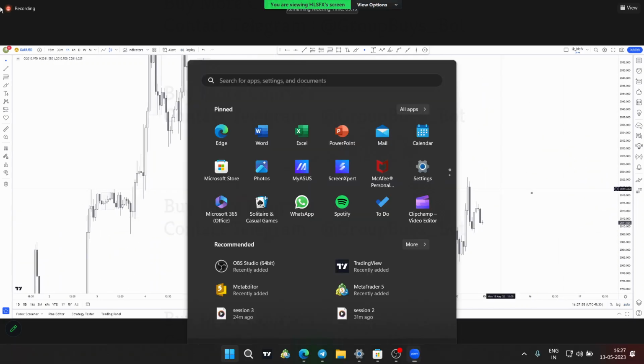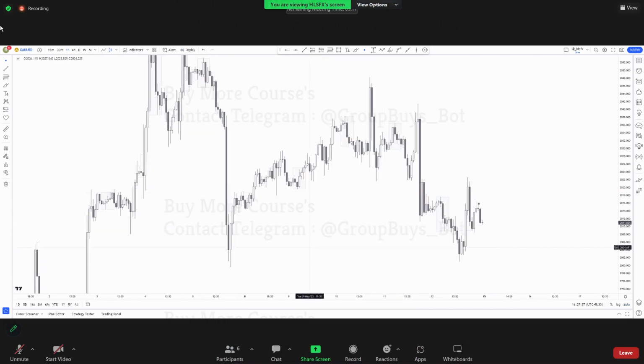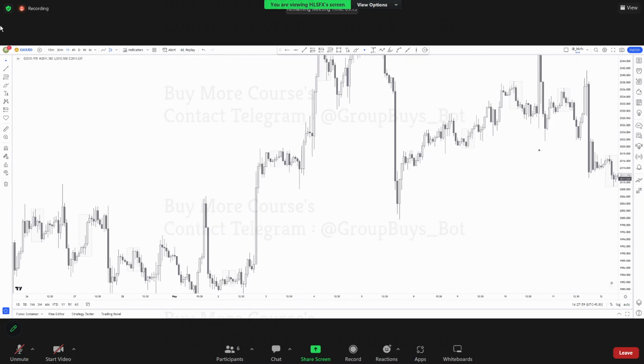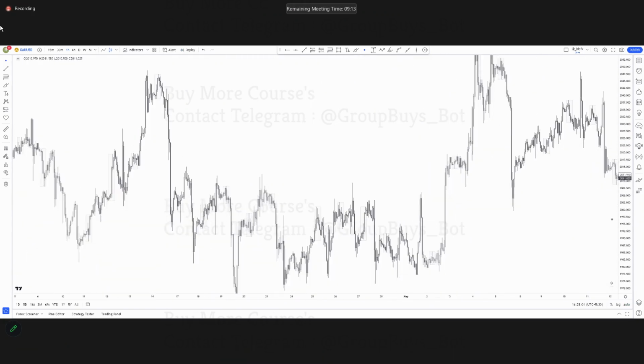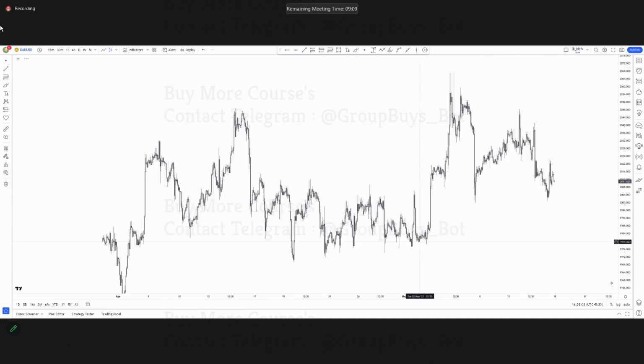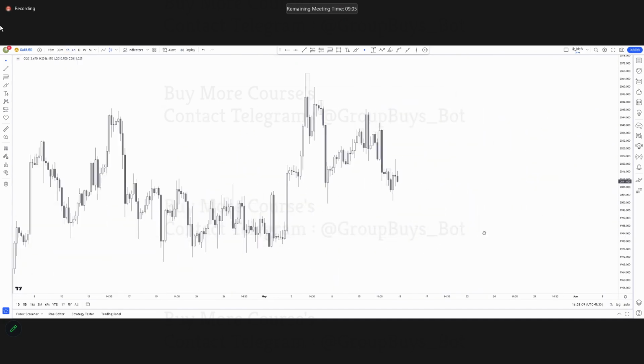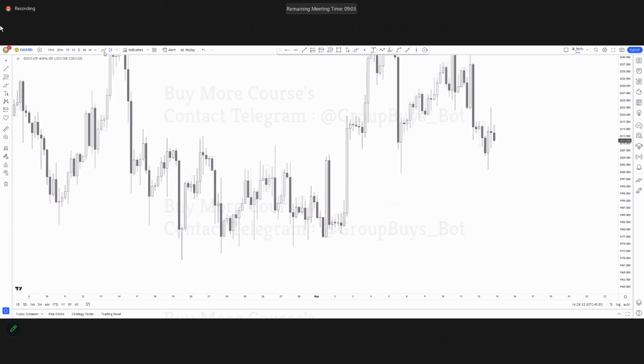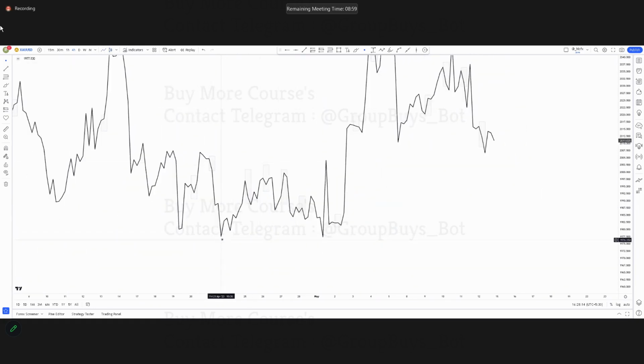Now, is there any other example that I could show you? Yeah, this is the first example, right? I will show you clearly now. Okay, so now on the 4-hour time frame, what do we have? We have strong lows.